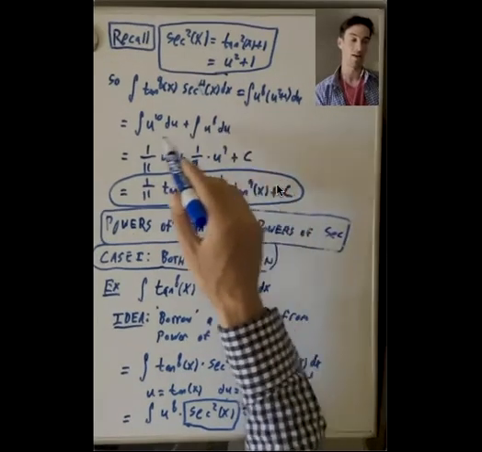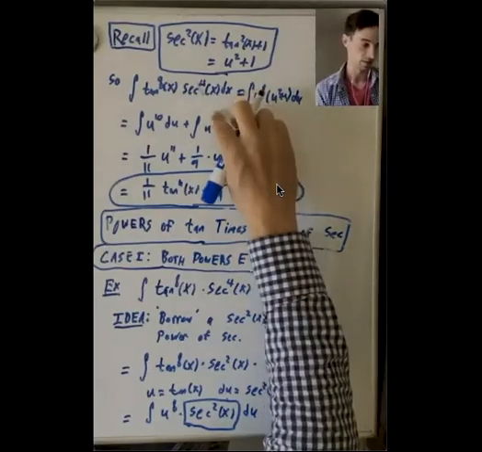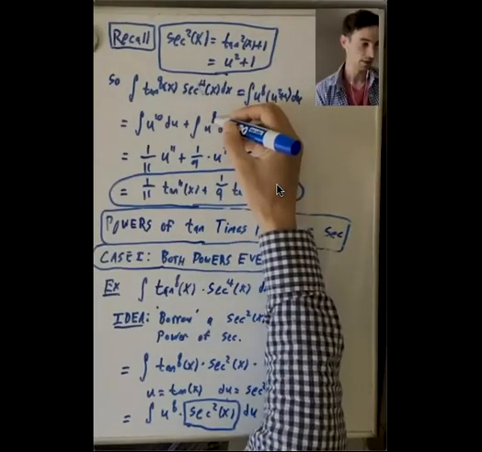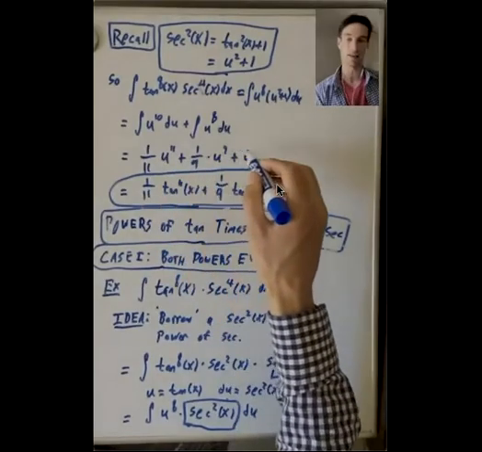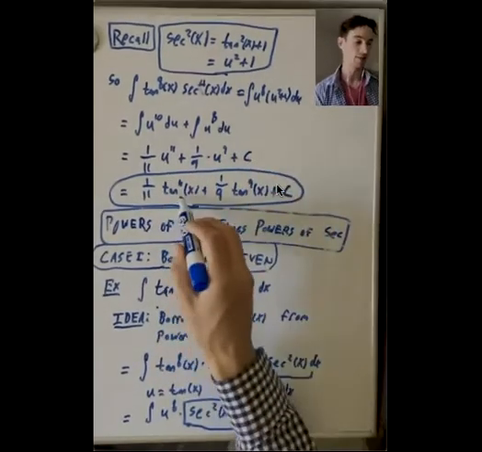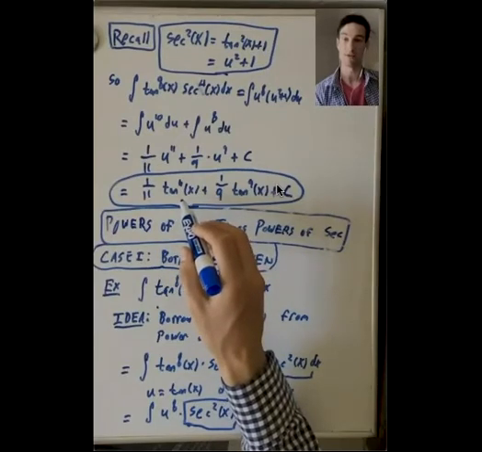We expand that out as the integral of u to the 10th du plus the integral of u to the 8th du. Let me make this a little clearer. And we get 1/11th u to the 11th plus 1/9 u to the 9th plus c. And we substitute back in tangent of x everywhere that we see a u.